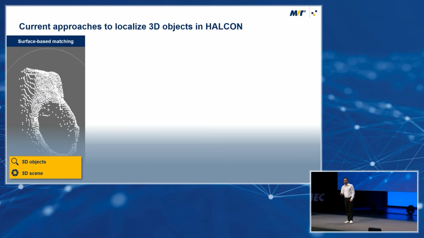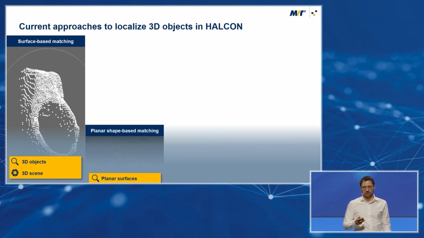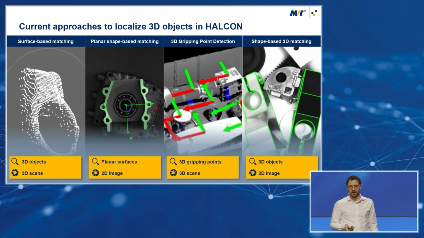HALCON already has a few methods for estimating 3D poses. So why do we need a new one? When are the old ones still a practical and a good approach? And when maybe should you turn towards deep 3D matching? Let's have just a quick look at the different methods that we provide so far, and that is surface-based matching, planar shape-based matching, 3D gripping point detection, and shape-based 3D matching.